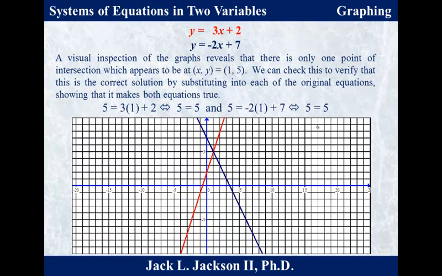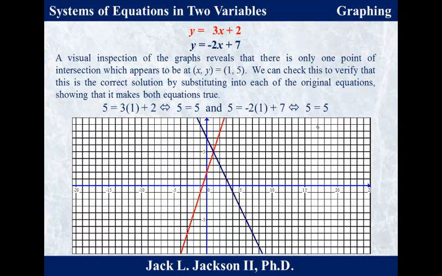It looks like that's the only solution, and it looks like that is a solution, but it could possibly be just close to that, so we better check it to be sure. If we check that in the first equation by plugging in 1 for x and 5 for y, we get 5 equals 3 times 1 plus 2. 3 times 1 is 3, plus 2 is 5, so we get 5 equals 5. That's a true statement, so that point (1, 5) is actually on the red line. It satisfies the red equation.